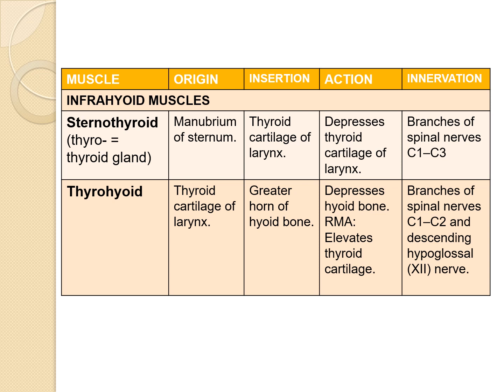The next muscle is thyrohyoid. It originates at the thyroid cartilage of the larynx and inserts at the greater horn of the hyoid bone. Coming to the actions, it depresses the hyoid bone. Reverse muscle action elevates the thyroid cartilage. Innervation is by branches of spinal nerves C1 to C2 and the descending hypoglossal nerve.